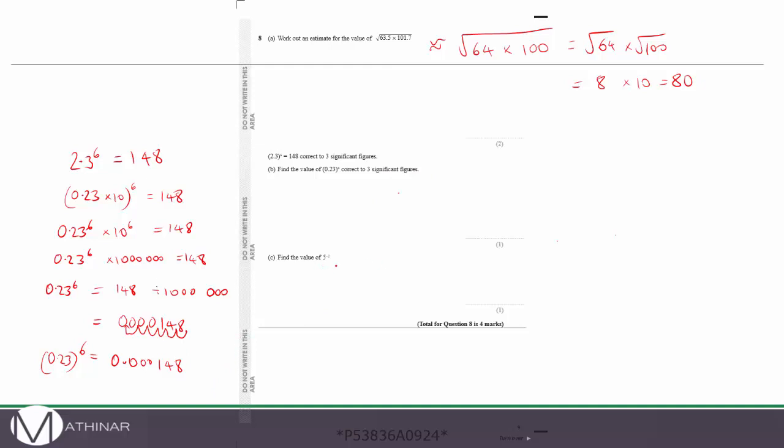Question C, find the value of 5 to the power of minus 2. Well, 5 to the power of minus 2 is the same as 1 over 5 to the power of 2, which is 1 over 25. And that will get you 1 mark.